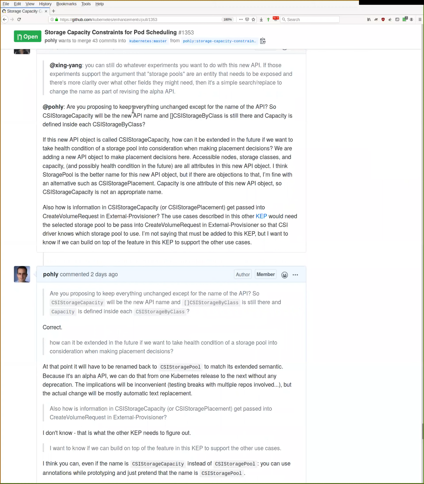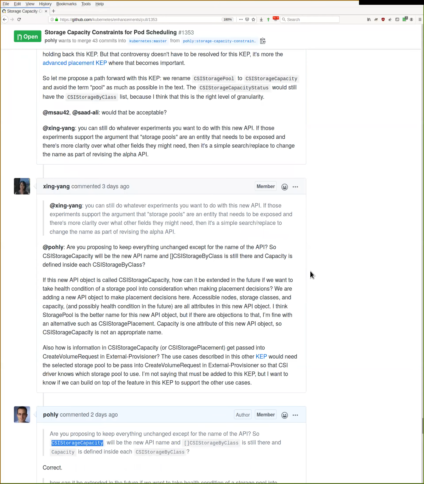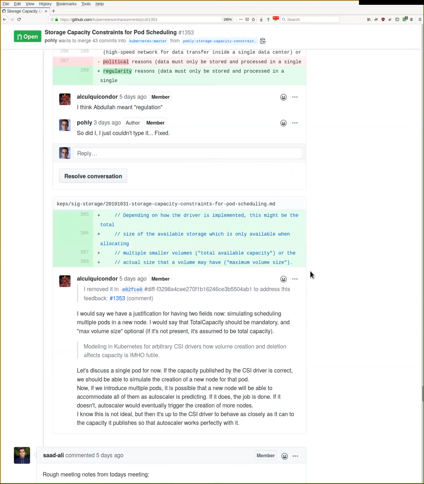Yeah, let me share my screen then. Okay, so where is the sharing button there? So the proposal that I just proposed is this, CSI storage capacity. So you basically rename the structure CSI storage pool to CSI storage capacity, right? Yes, that's the only change, that's correct. Yes, that's the only change.